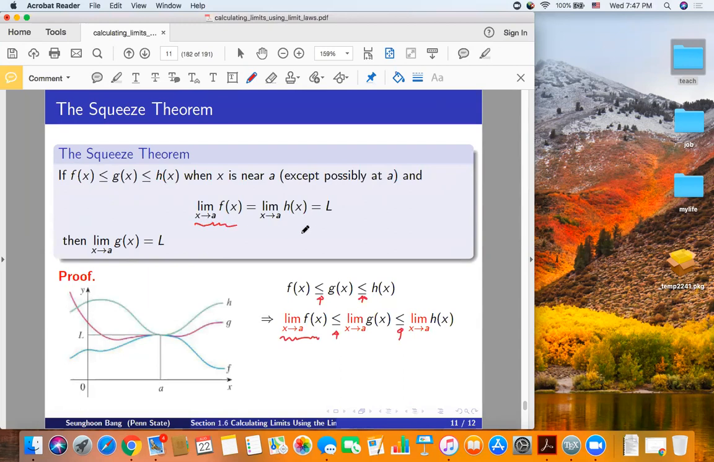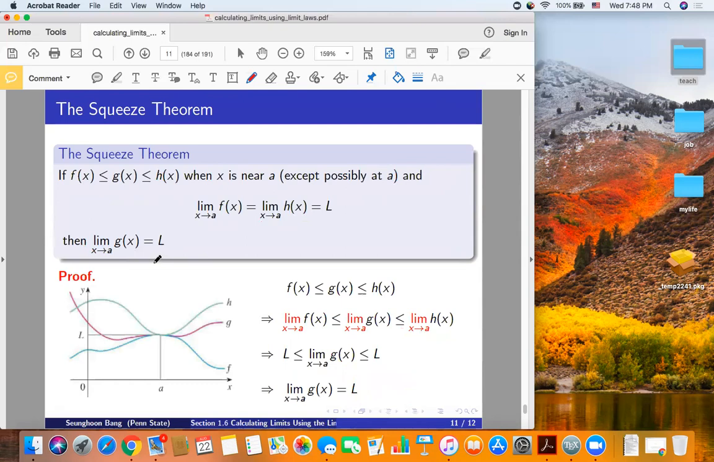The next one, what is the limit of f of x? The limit of f of x is L. The limit of h of x is here, L again. So what does it mean? We have the limit of g of x as x approaches a is between L and L. The limit of g of x is between the same number, so we have only one possibility. This is also L. That's it. This is the proof. So we call it the squeeze theorem.